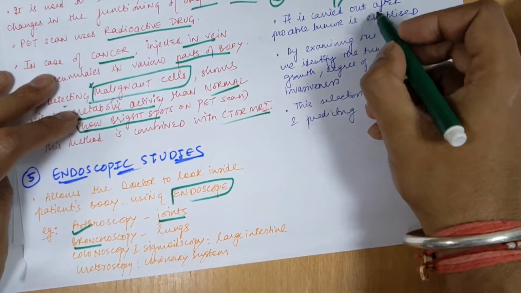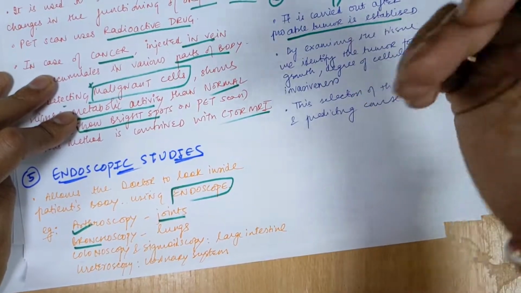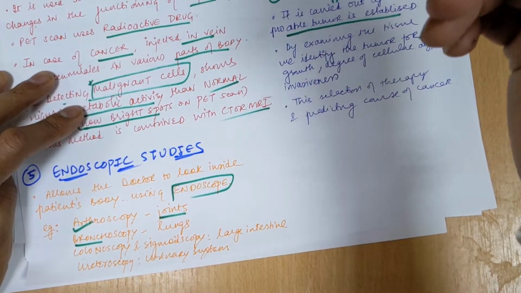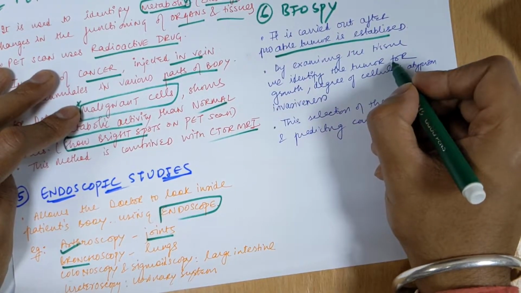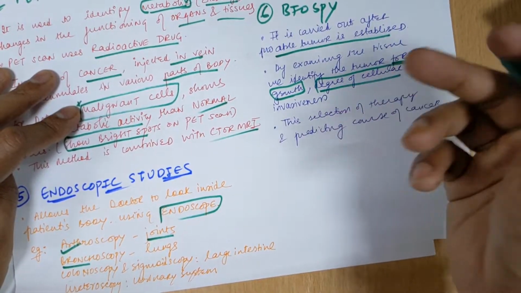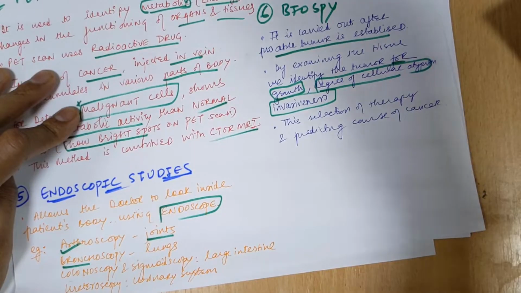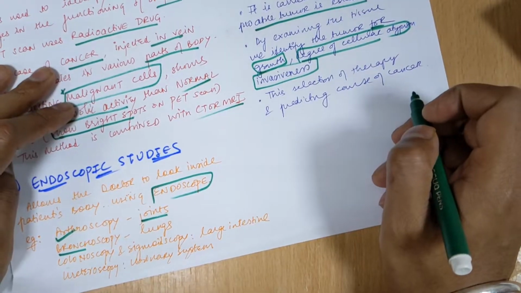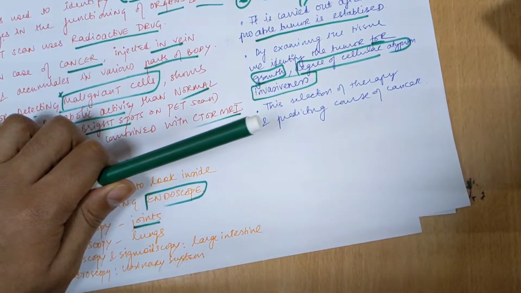Now we have the biopsy. A biopsy is carried out after a probable tumor is established. When we have diagnosed the tumor, we examine it to identify the quality of the tumor by taking a part of the tissue. We identify the tumor's growth, how much degree of cellular atavism there is, the characteristics of the cancer cells, and how much invasiveness the cancer has. Invasiveness means how far the cancer can spread, metastasis. So for selection of therapy and predicting the course of cancer, we use the biopsy.